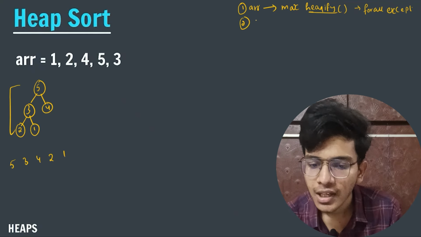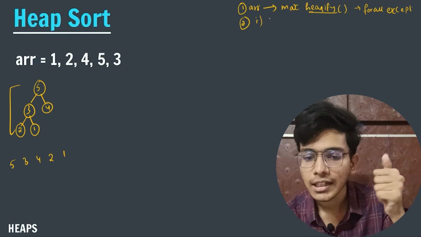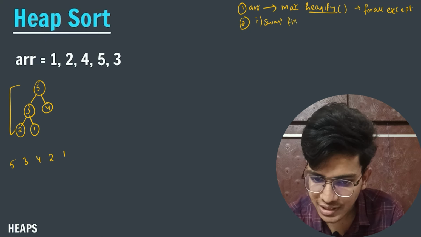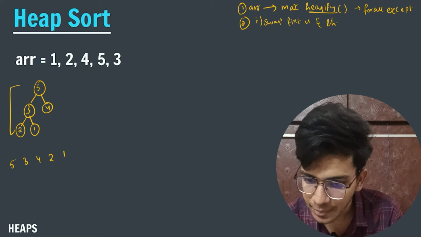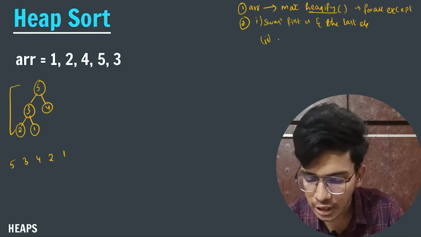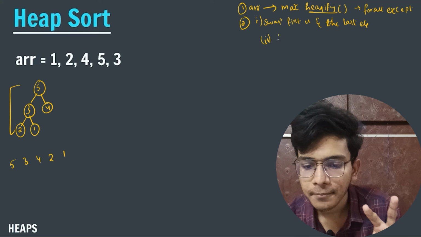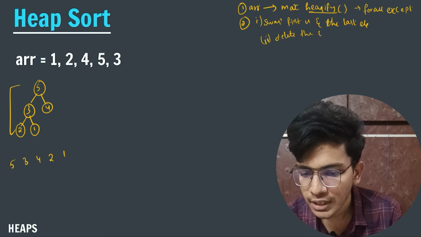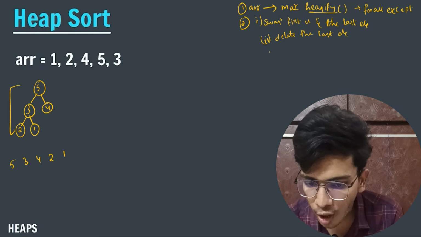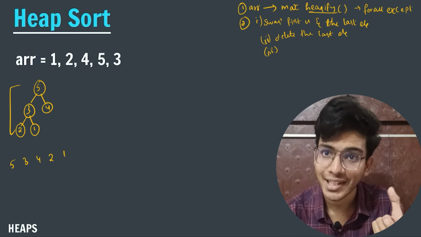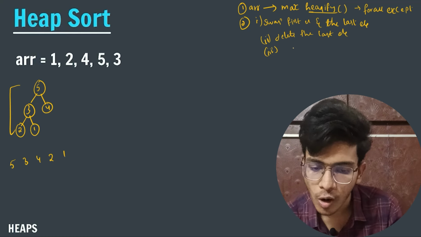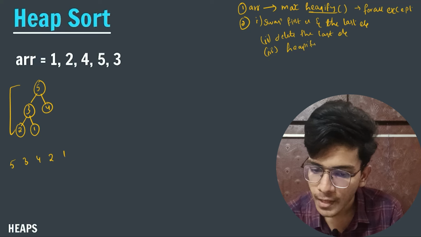And after getting the max heap, in the second step, step 2a, I need to swap the first element and the last element. This is my step 2a. After it, step 2b will be delete the last element. Whatever element you have swapped, delete that node from your heap. And after deleting, you can observe that your heap becomes unbalanced. So to make this structure a balanced max heap, I will call my heapify function again, right?